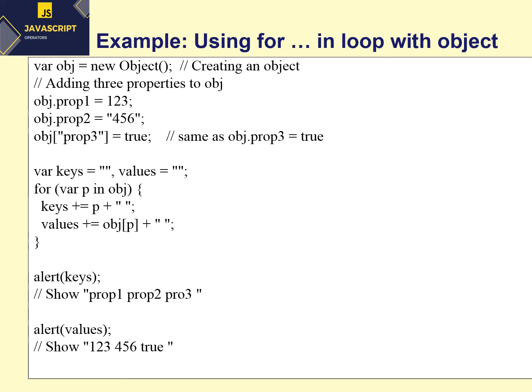So this is an example. In this particular example, the iteration of for loop over an object is demonstrated. Hope you understood. Hope you understood the different types of operators as well as the different conditional statements that are in JavaScript. Thank you.